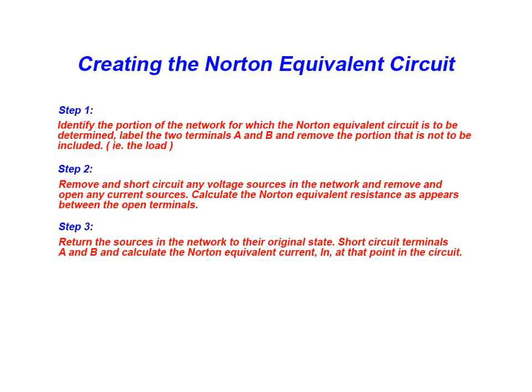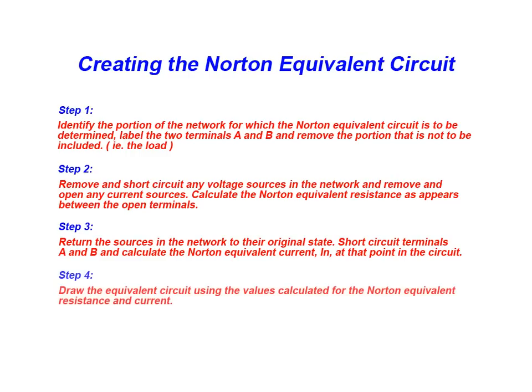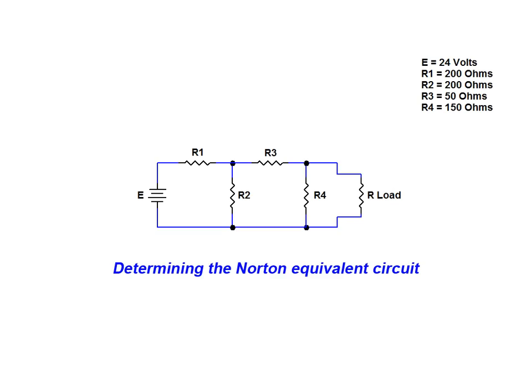We then short circuit terminals A and B and calculate the Norton equivalent current, IN, at that point in the circuit. To complete the process, we draw the equivalent circuit using the values we have calculated for the Norton equivalent resistance and current. For this example, we will use the simple resistive network shown here.